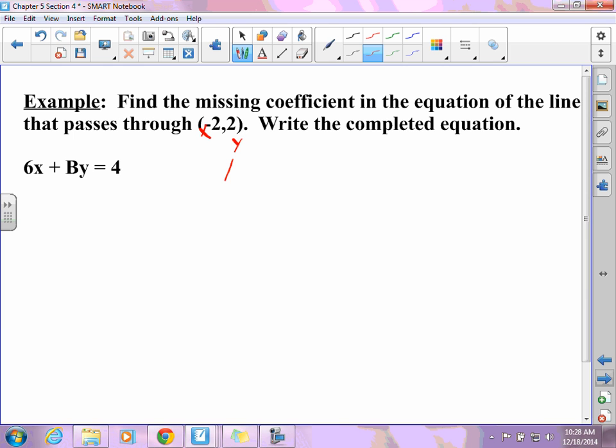Now, a lot of kids are like, I don't know how to find it. Well, if they give you an ordered pair, what do you think you're going to do with it? You're going to plug it in, right? So I'm going to take this, and I'm going to go 6. What's my X? -2 plus, what's my B? B, I don't know that. What's my Y? 2, and that equals 4.